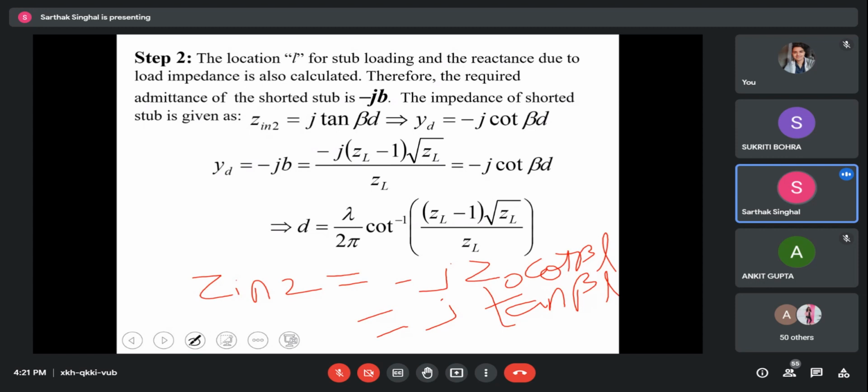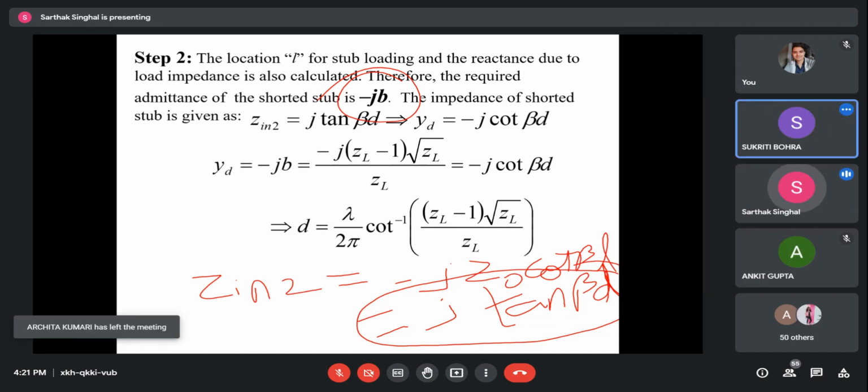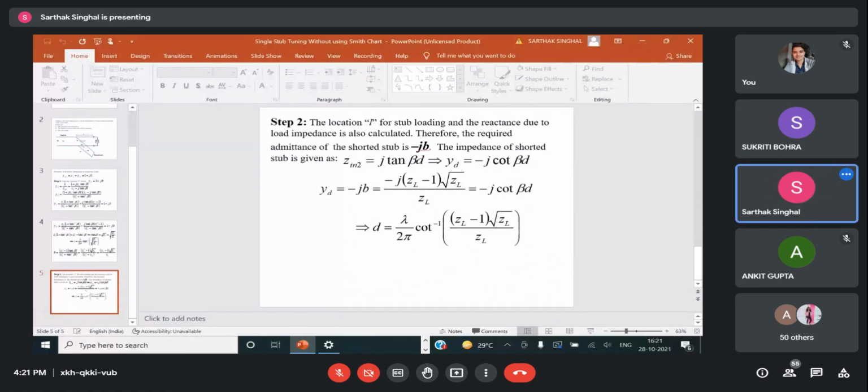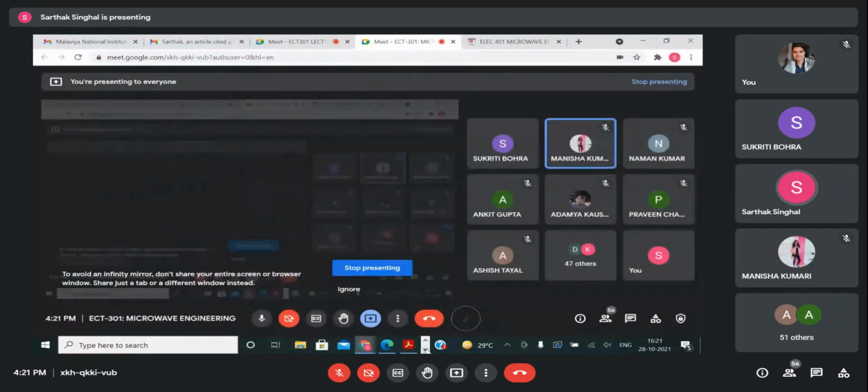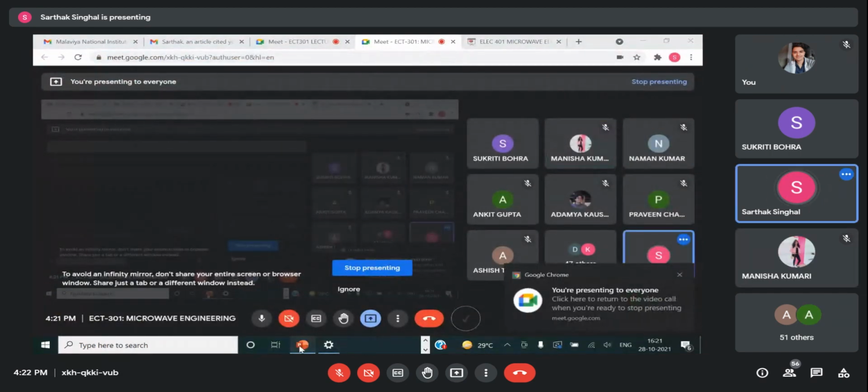And this should be equal to this value. So you can solve this equation and try to find out the value of d. Anyone have any doubt in this? Anyone have any doubt in this? No, sir. Okay.